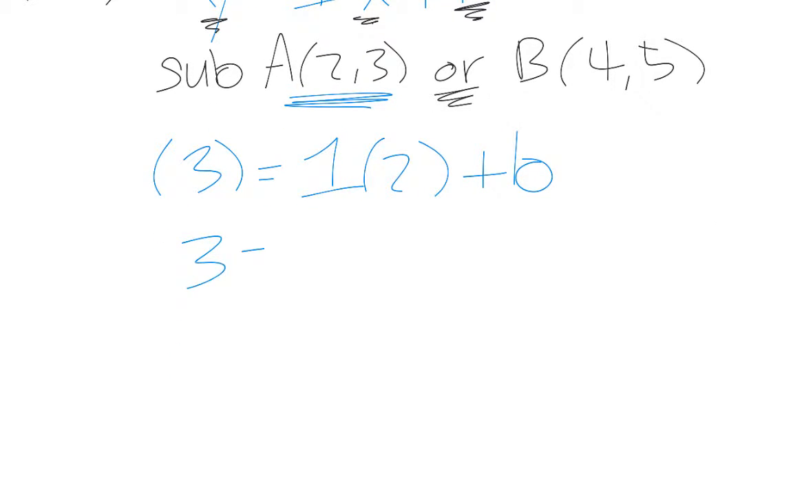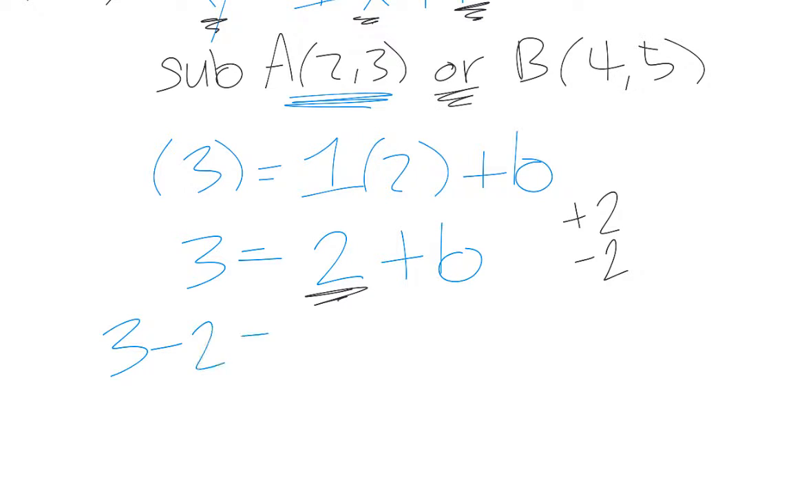The 3 stays the same. Anything multiplied by 1 stays the same. 1 times 2 is 2. And the b is on its own. You want to figure out what b is, but b is stuck with this 2, positive 2. What is the opposite of positive 2? Negative 2. We're going to subtract 2 from both sides.